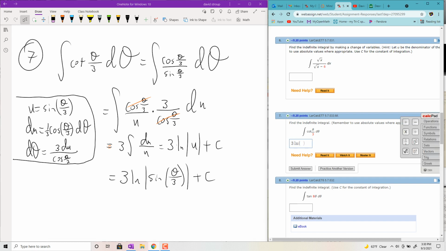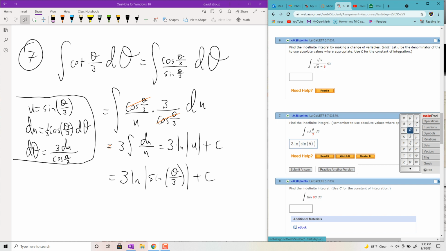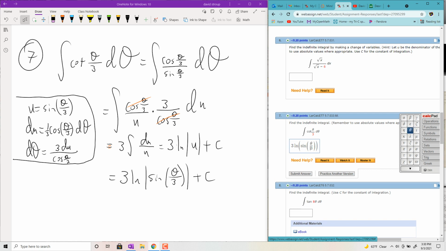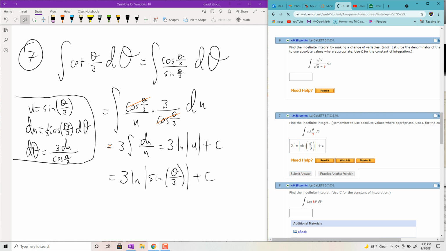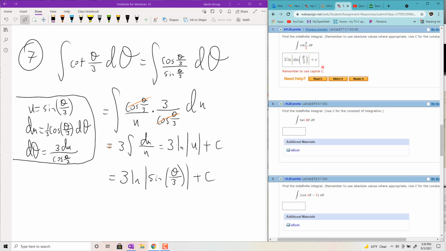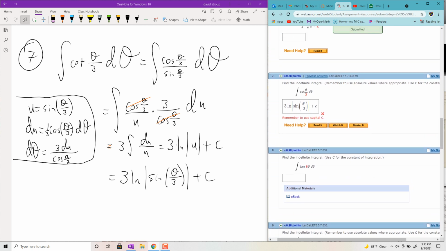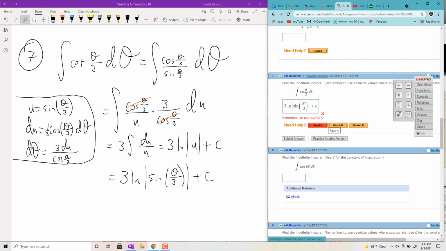3 ln sine of, need a Greek symbol for theta, theta divided by 3. I need absolute values here as well. So absolute value and then plus c. Let's see if it works. Oh, uh-oh. What did I do wrong? You have to put a capital C in there. That is lame. Alright.